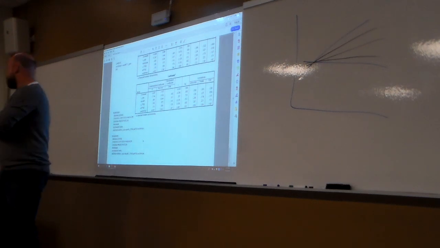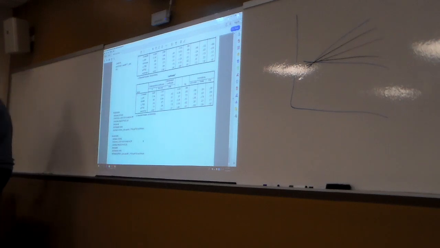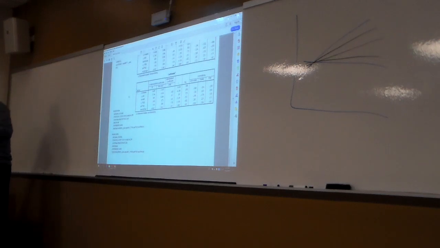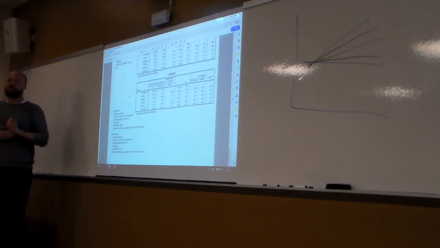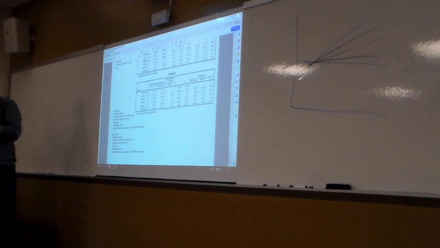Okay. Questions on this? Do people kind of see the procedure and why this is working the way it is? Any questions at all? Okay.